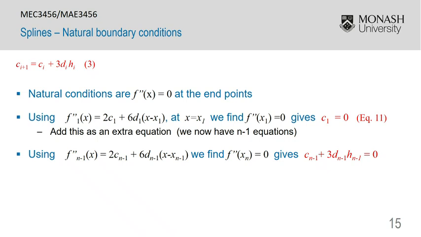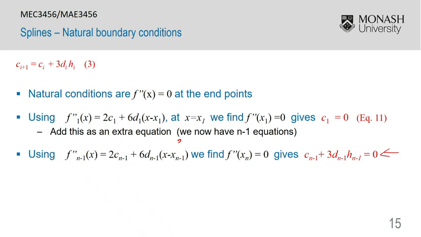Now let's look at the right-hand boundary. So the spline that goes up to the right-hand boundary is fn-1, and its second derivative is given by that expression there. And if we enforce that f double dashed at xn is equal to 0, so we just need to substitute x here is equal to xn, that then gives us that cn-1 plus 3dn-1 times hn-1 is equal to 0. Unfortunately, we can't use this expression here directly as an equation because we don't yet know what dn-1 is equal to.